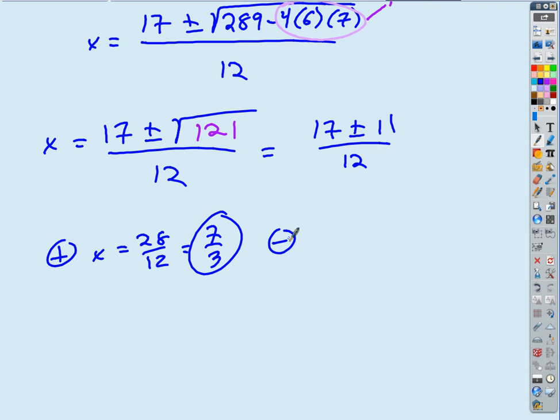If we take the minus sign, 17 minus 11 is 6. 6 twelfths is what? One half. There you go. So there's my 2 solutions, 1/2 and 7/3.